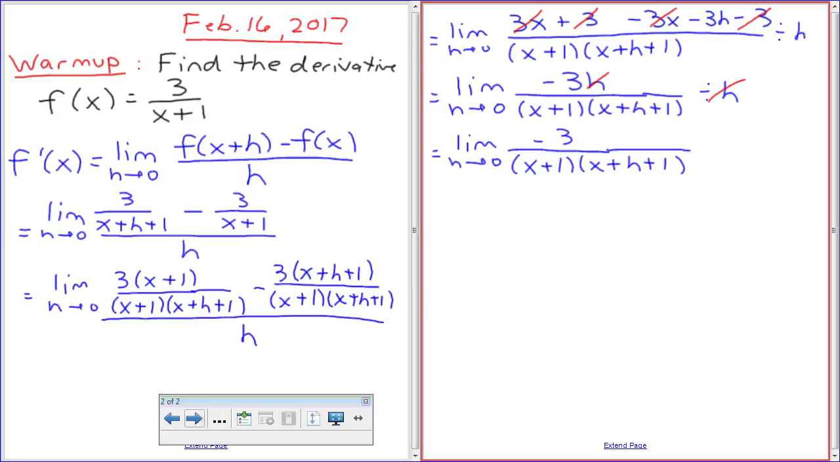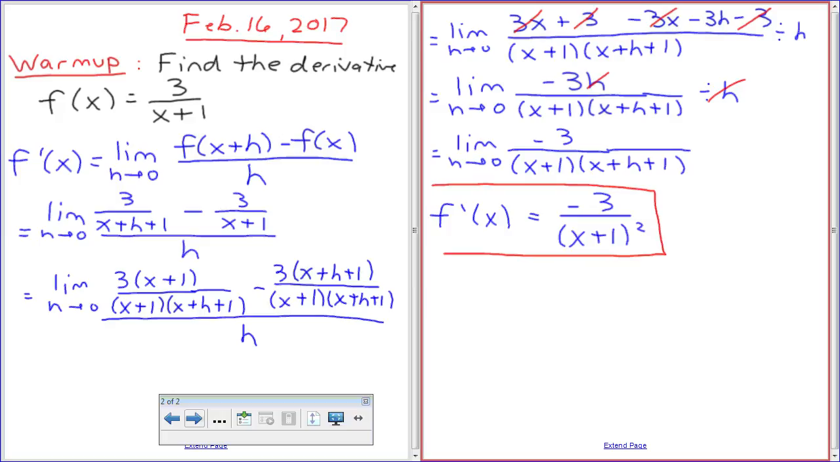Right on. And then at this point is when you sub it in, right? So you should get that f prime of x is equal to negative 3 over x plus 1 squared. Which is cool. I want to graph this even today, because that's how cool this is. So if you take a look, we started with 3 over x plus 1. You ended up with negative 3 all over x plus 1 squared.